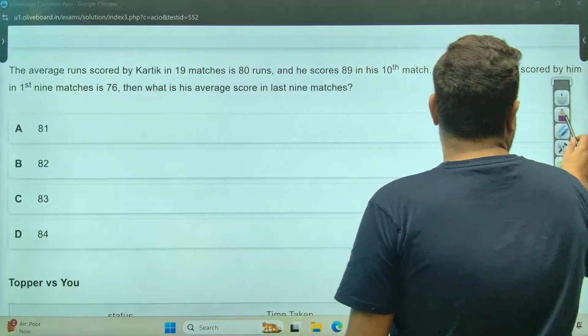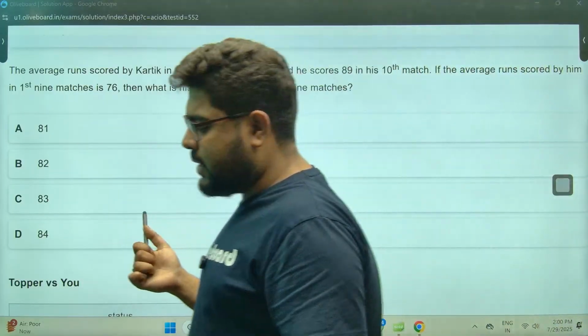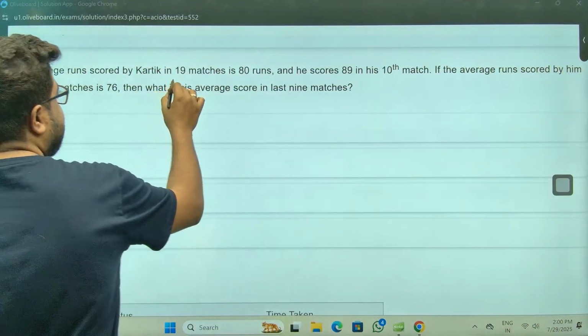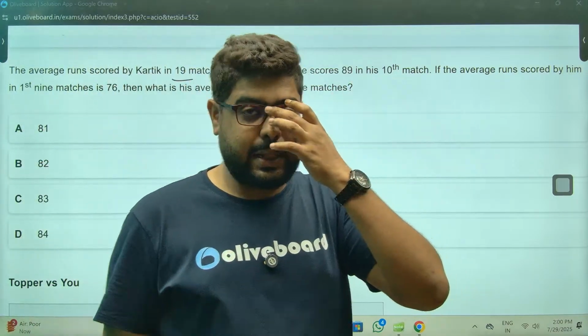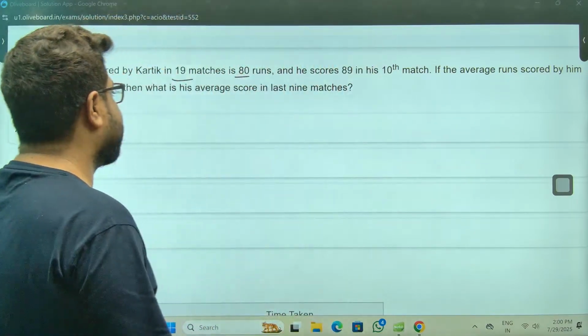The average run scored by Karthik. So he retired, sir. 19 matches, sir, this type of question. Now you have to go manually. That's the best way. Otherwise, it becomes a khichdi, sir.